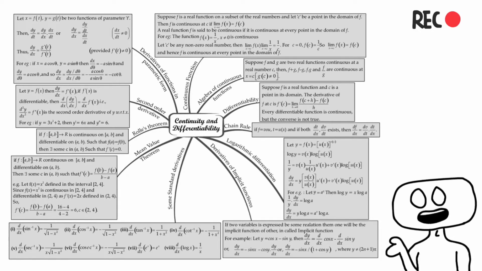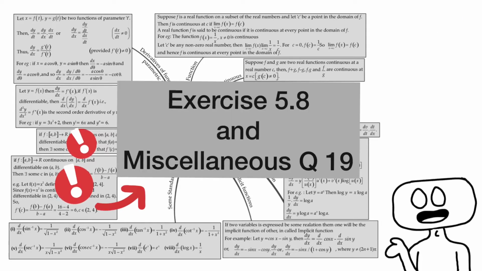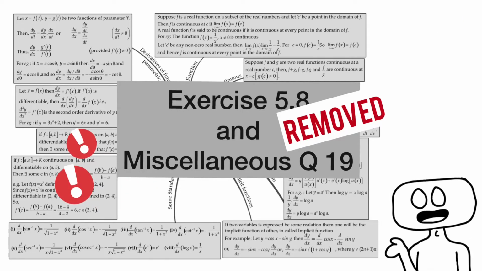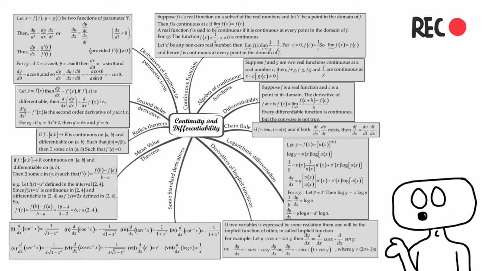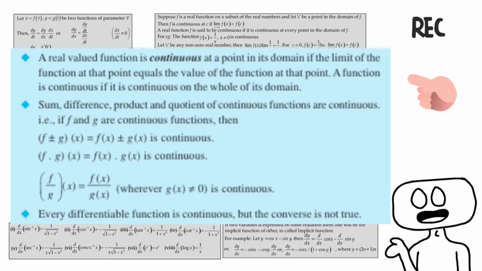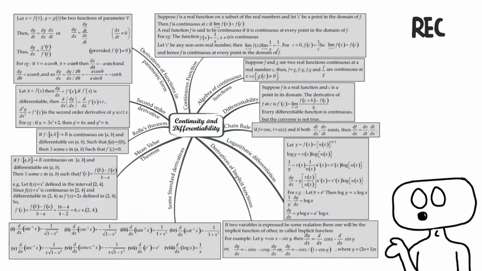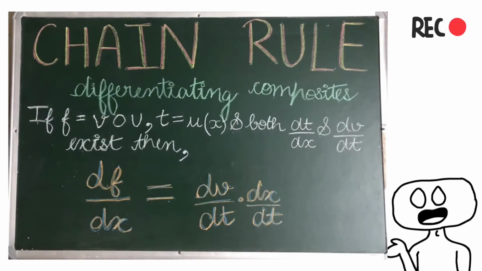We find that with the updated syllabus, the mean value theorems and hence exercise 5.8 and question 19 of the miscellaneous exercise have been removed. This leaves us with continuity. A real valued function is continuous at a point in its domain if the limit of the function at that point equals the value of the function at that point. Further, we use the chain rule formula for computing the derivative of the composition of 2 or more functions.